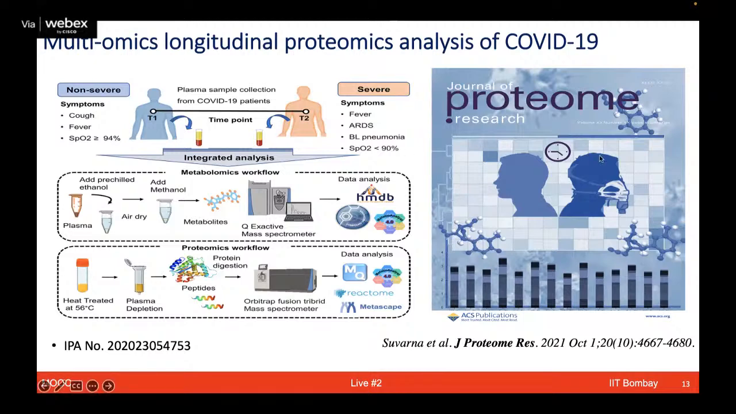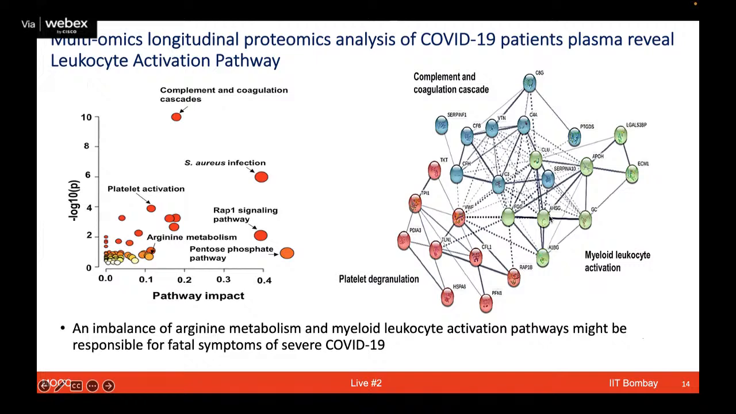This study was featured on the cover page of Journal of Proteome Research. What we deciphered from this is that, using proteomics, we could see several pathways, like myeloid leukocyte activation, came up as another key change happening because of the severity of the disease, along with platelet degranulation and the complement and coagulation cascade change. And with metabolomics, various types of metabolites, especially arginine metabolism, turned out to be the key regulators of fatal symptoms of severe COVID-19.